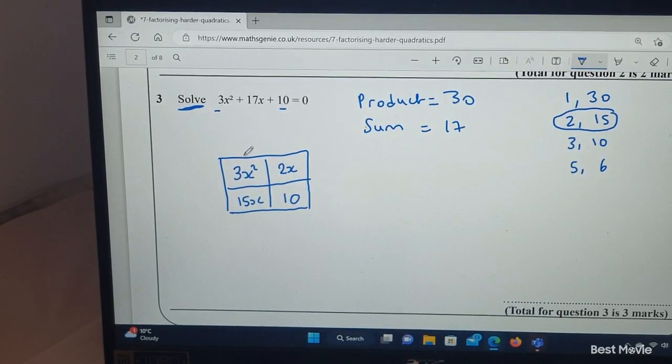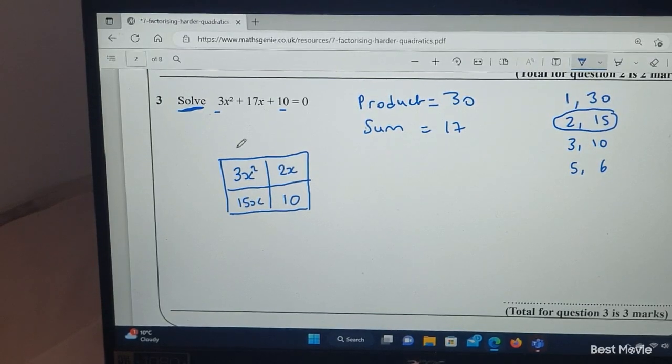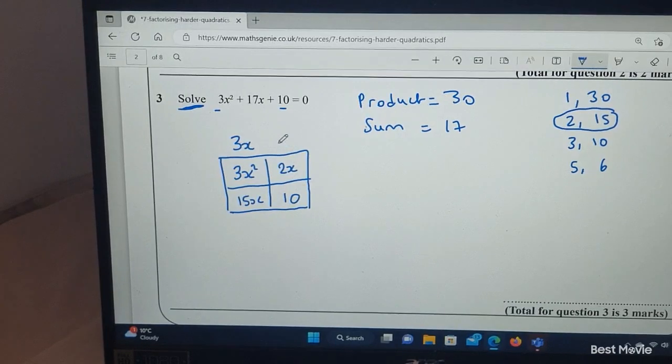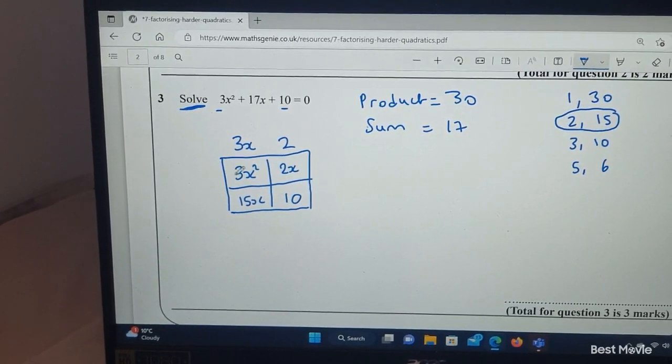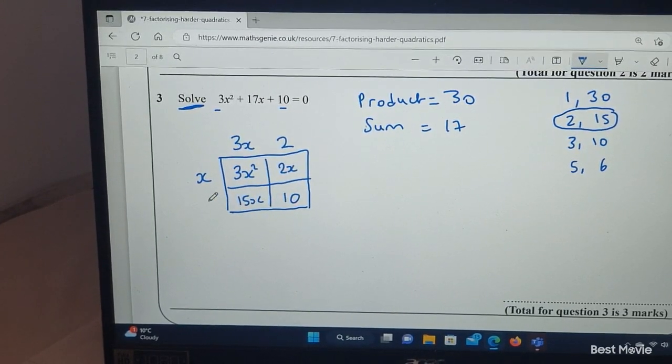So the highest common factor of 3x squared and 15x is 3x. The highest common factor of 2x and 10 is 2. And then going across, the highest common factor of 3x squared and 2x is x. The highest common factor of 15x and 10 is 5.